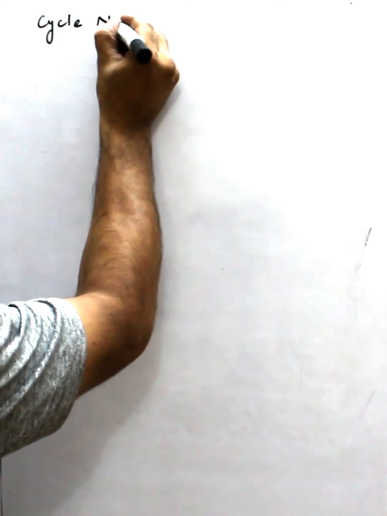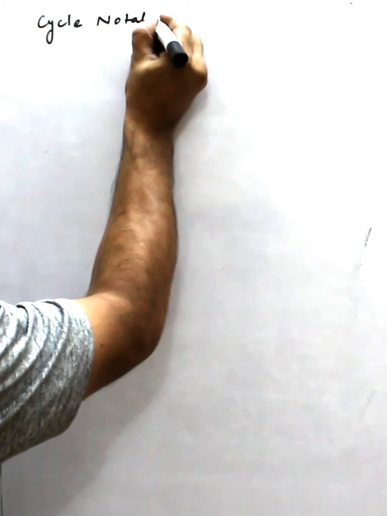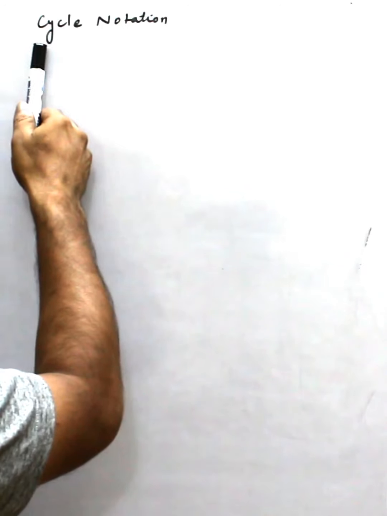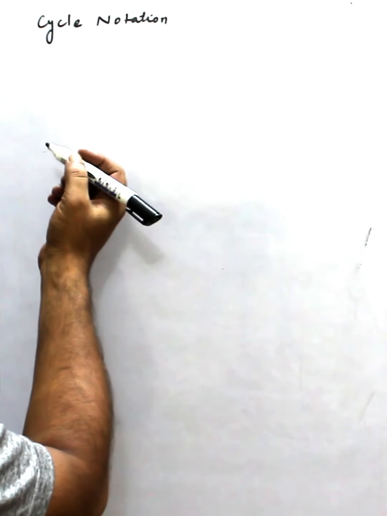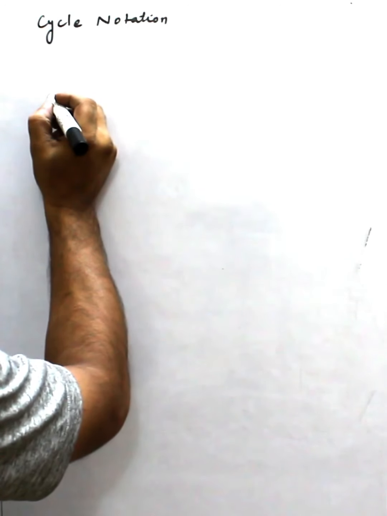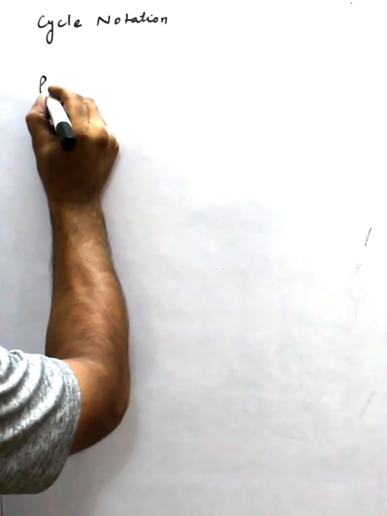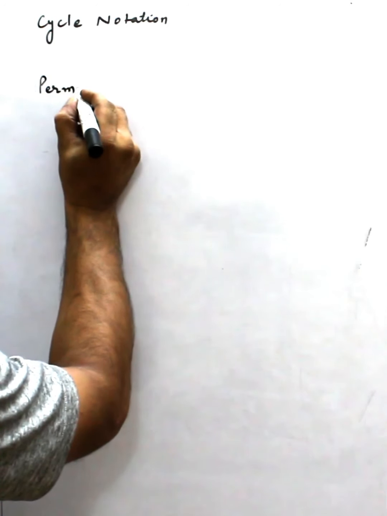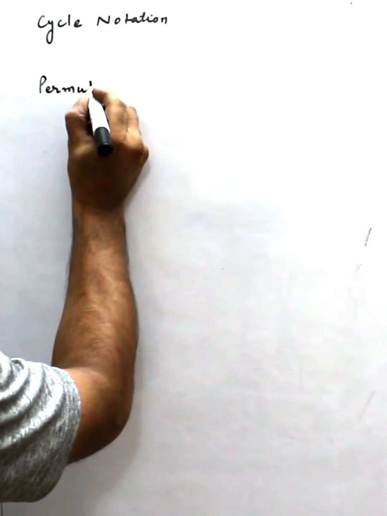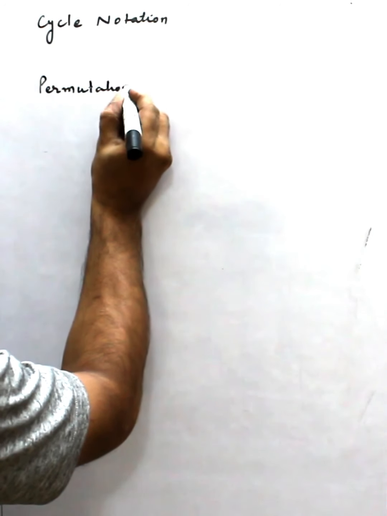Cycle notation. So first, what is a cycle? Actually, first we should know about the permutation. Permutation in the last lecture already has been defined, but I am redefining here.